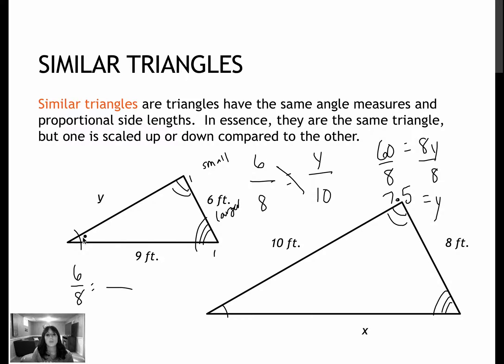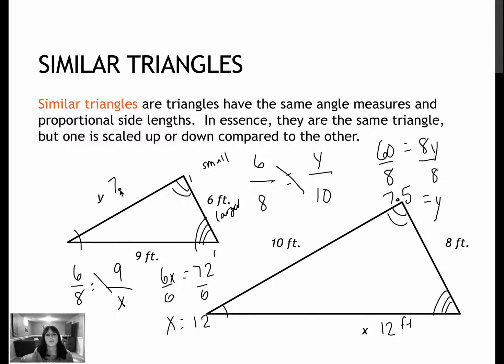To find my other missing measure, x, I'm still going to use 6 and 8, but now I'm going to use 9 and x. Notice I didn't put x to 9, because it's smaller to larger, smaller to larger. Cross multiply, I get 6x equals 72. Divide by 6 on each side, and I end up with 12. So x is 12 feet.